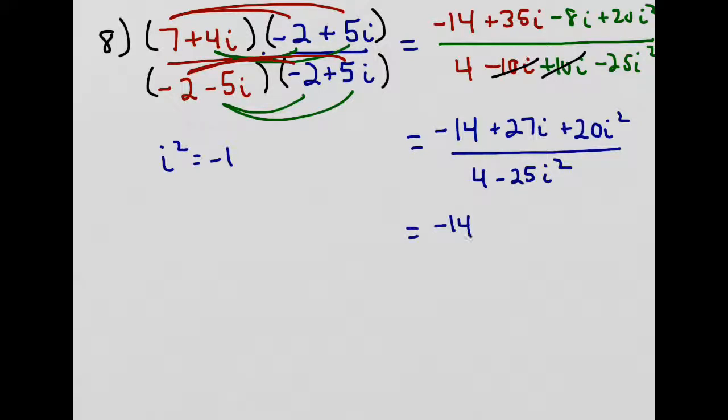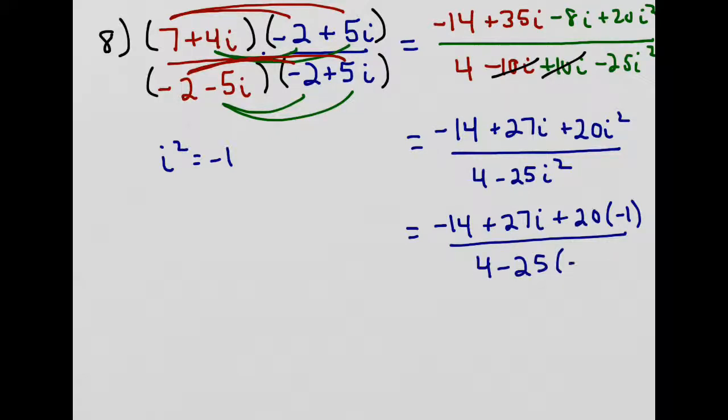So negative 14 plus 27i plus 20 times negative 1 over 4 minus 25 times negative 1. So up top we're going to have negative 14 minus 20, that's going to give me negative 34. Then we're still going to have our plus 27i. Down below we're going to have 4 minus a negative 25, so that's going to be 29.